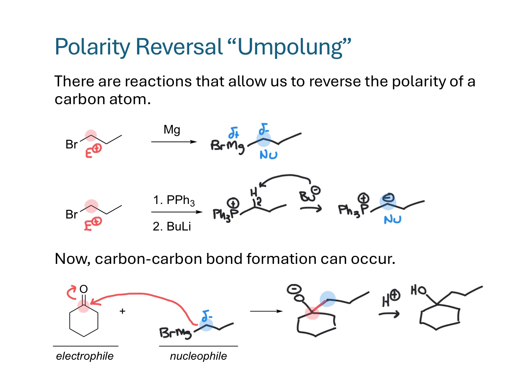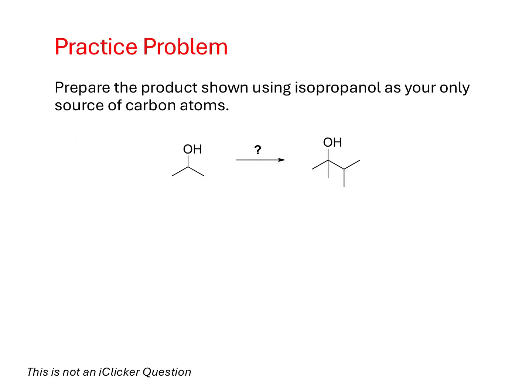So the whole point here is, in terms of synthesis, if you have two things that seemingly won't react, you can often do something to make one of those the opposite polarity so that you can react them together. So pause the video here and see if you can prepare this product using isopropanol as your only source of carbon atoms. You can use multiple different molecules of this and do different things with each one, but this is your only carbon source. You can use any other reagent, so see if you can come up with a synthesis. And when you're ready, you can play to see the solution.